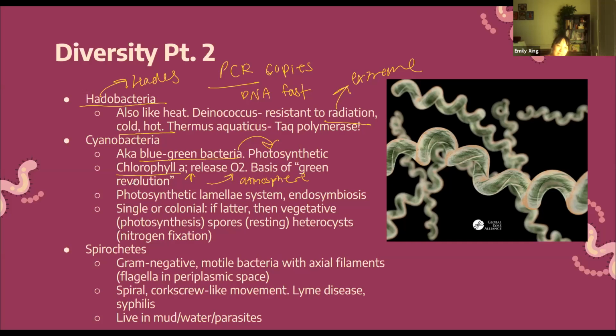So they can either be single or colonial, and if they're colonial, they have 3 different kinds of cells. You have the vegetative, which performs photosynthesis. You have the spores, which are like this resting stage, and heterocysts, which focus on nitrogen fixation. So you have the nitrogen cycle in the atmosphere, and cyanobacteria help play a part in that.